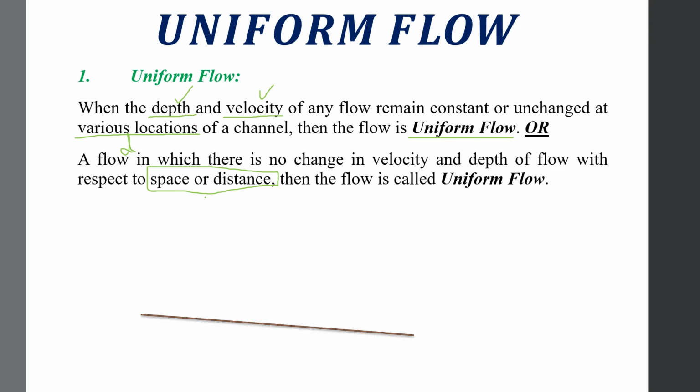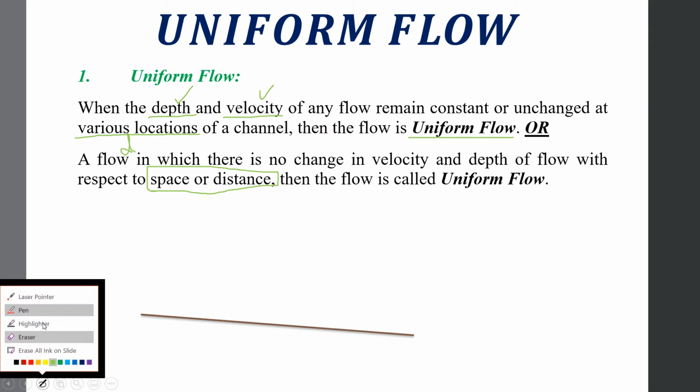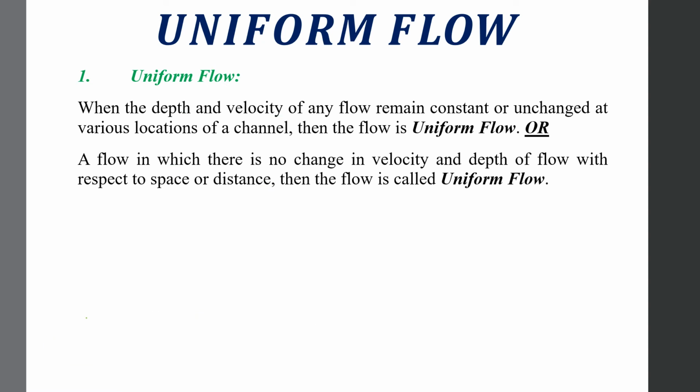So if we want to see it by a pictorial view, we can draw a simple line, this line. What does this line depict? This line is originally depicting the channel bed. This is the bed of the channel in which water is flowing. This dashed line is showing the surface of water, or water surface, in this channel.